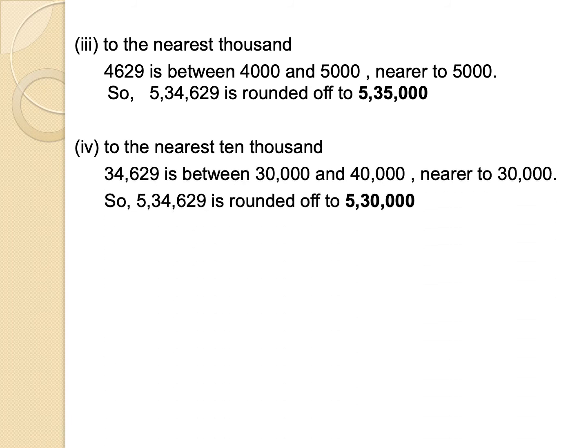To the nearest 10,000, 34,629 lies between 30,000 and 40,000. It is nearer to 30,000 because in thousands place we have 4 and it is less than 5. So it will be nearer to 30,000. That means rounded off to 30,000. So 5,34,629 is rounded off to 5,30,000.